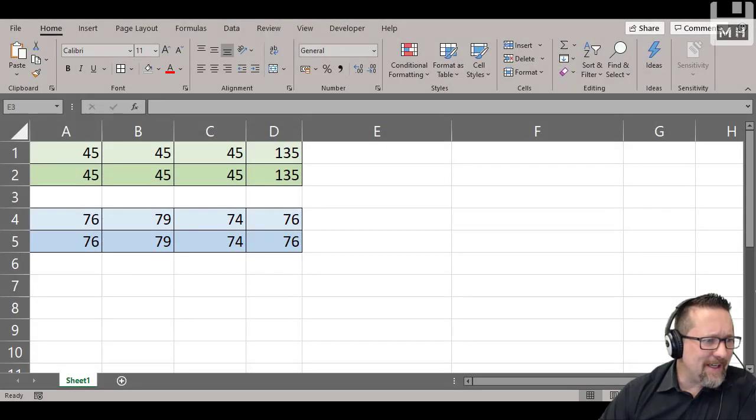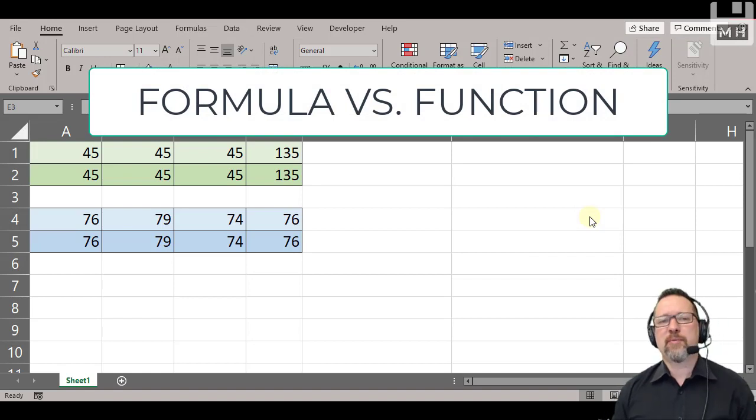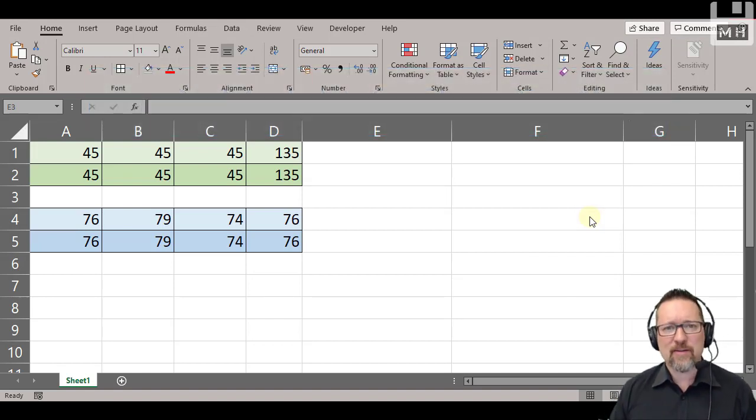Hey guys, we're going to look at the difference between a formula and a function. What is the difference between a formula and a function in Microsoft Excel? A lot of students get this confused, so let me explain this and hopefully it's going to make a bit more sense to you.